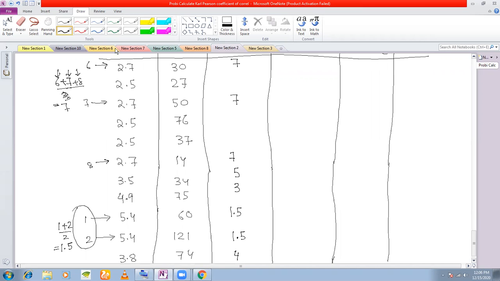What is the next highest number after 2.7? It is 2.5. But how many 2.5s can you see? One here, one here, and one here. Let us say this is 9, this is 10, and this is 11. Again take the average: 9 plus 10 plus 11 is 30, divided by 3, so the average comes to 10. That means we'll assign rank 10 here, rank 10 here, and rank 10 here. Understood? How to deal with tied ranks?